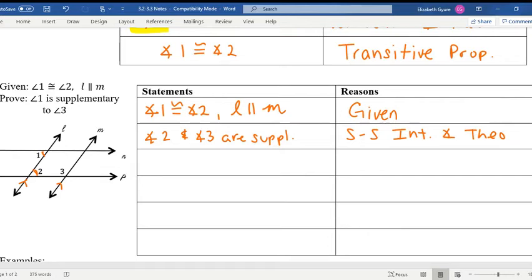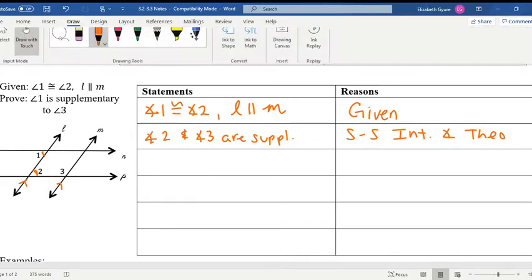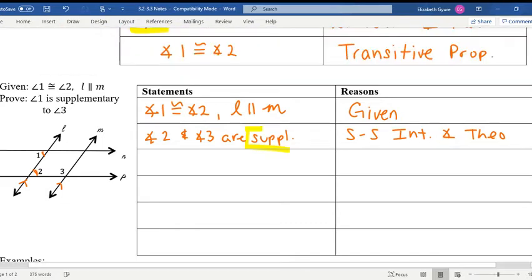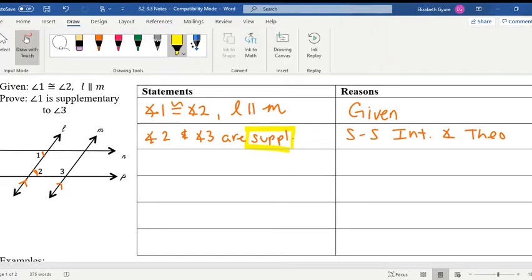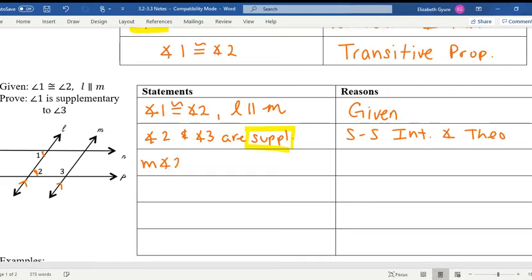Very good, because then I'll now have an equation, and then I can finally maybe do some substitution, right? So yeah, we're going to use our vocab word. We have that these two angles are supplementary, so we will use that and say the measure of angle 2 plus the measure of angle 3 equals 180.